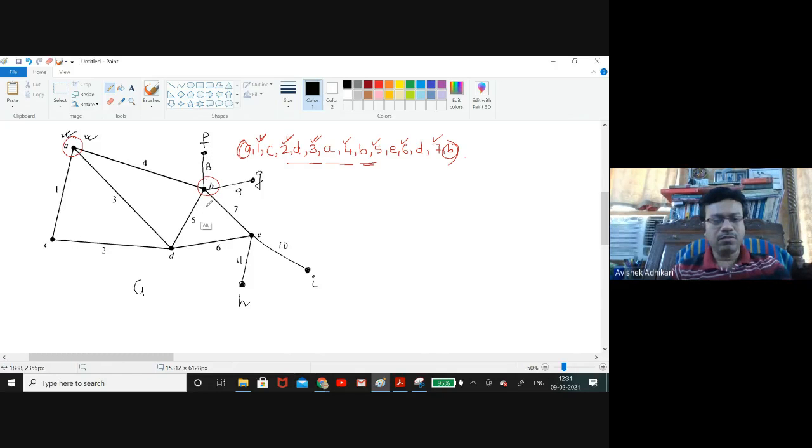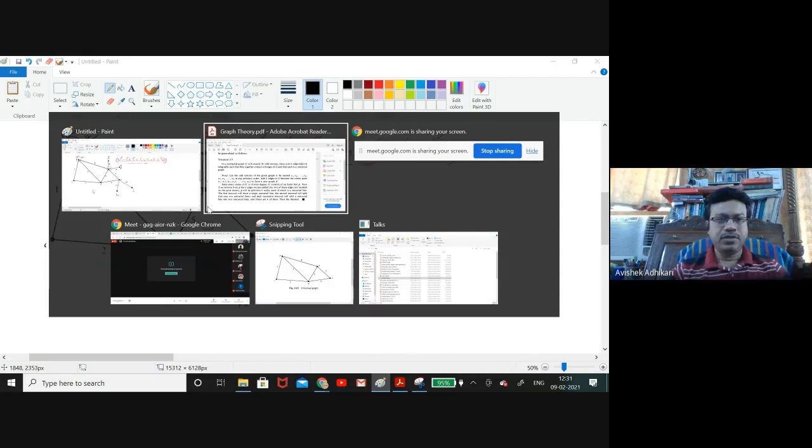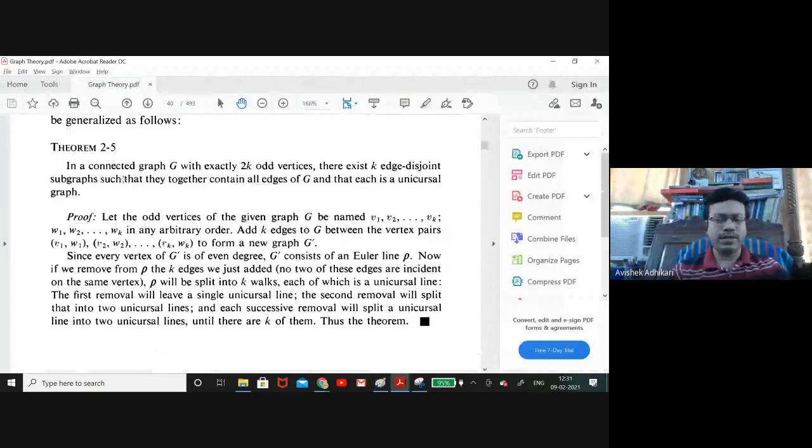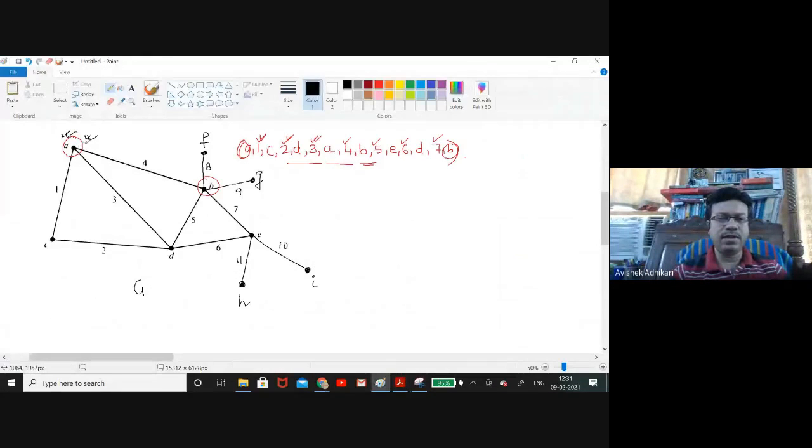Now come to this theorem, then the statement will be clear. It says that in a connected graph with exactly 2k odd vertices, let me see how many odd degree vertices there are. The degree here is 3. This is even: 1, 2, 3, 4. This is even: 1, 2, 3, 4, 5.